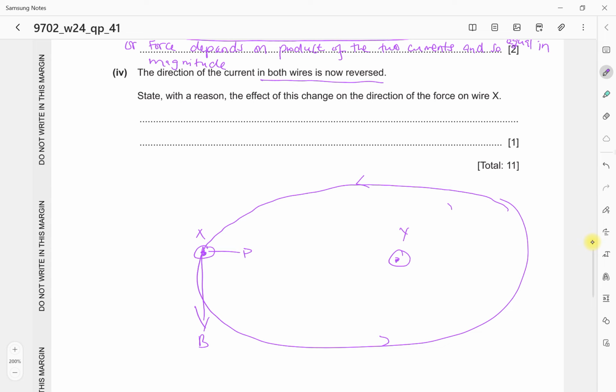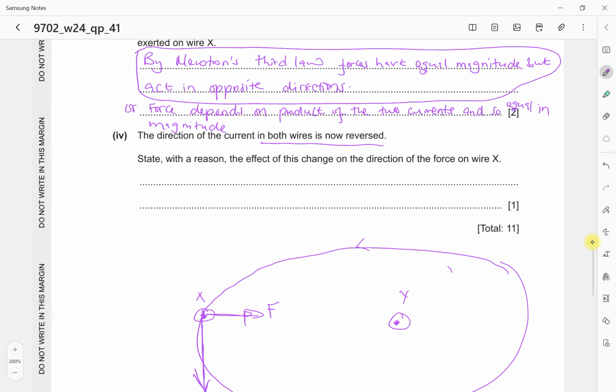And when I make the first finger point downwards to show the direction of the magnetic field at point X caused by the wire, which is Y, first finger pointing downwards, second finger pointing towards the roof, the thumb again points in that direction. So the force is not valid because both currents have changed. But if one current had changed direction, then the force will change direction too.